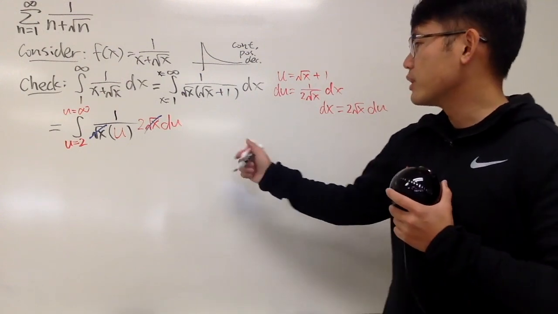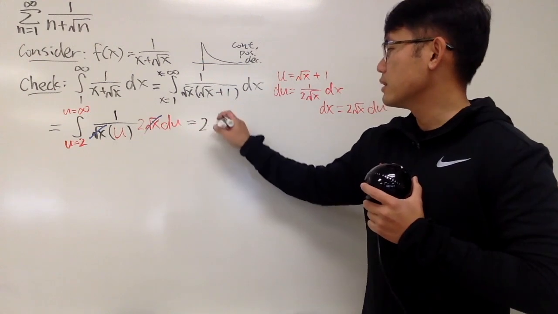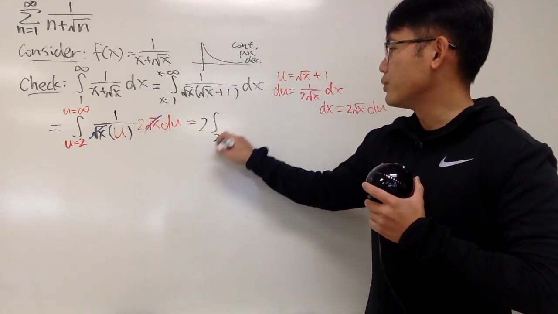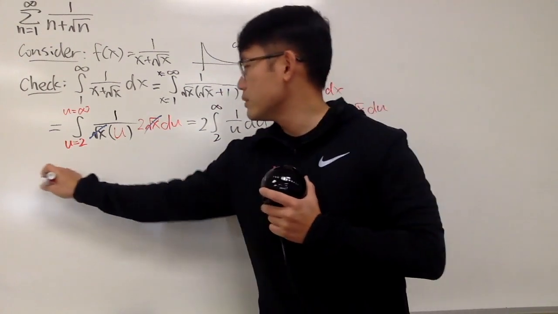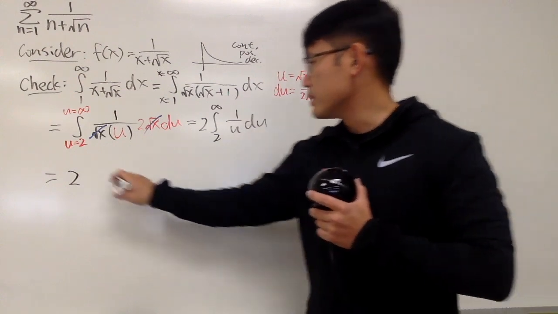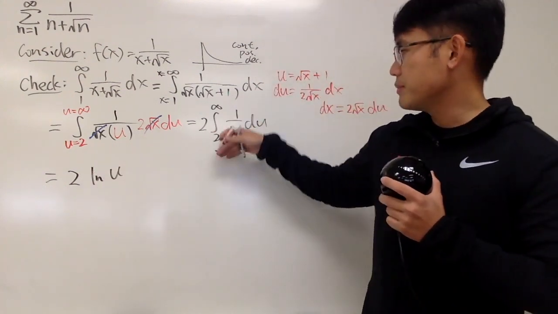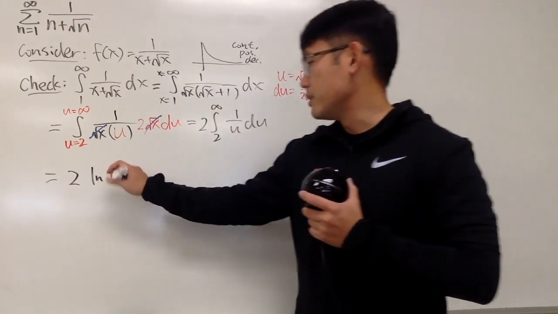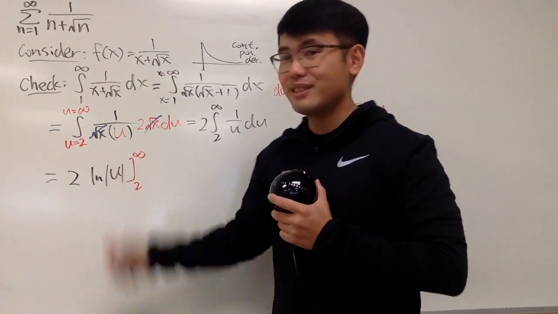And now, to integrate this guy, we'll see this is equal to, put a 2 in the front if you like, integral, and we have 2 to infinity, 1 over u du. So this is 2. And then the integral of 1 over u is natural log of u. You don't need the absolute value, because everything is positive, but I'll put it down anyway, why not? And then we go from 2 to infinity like this.